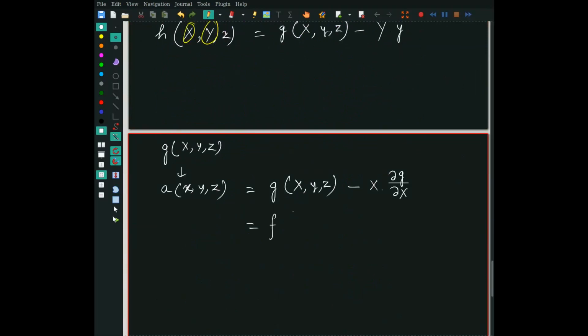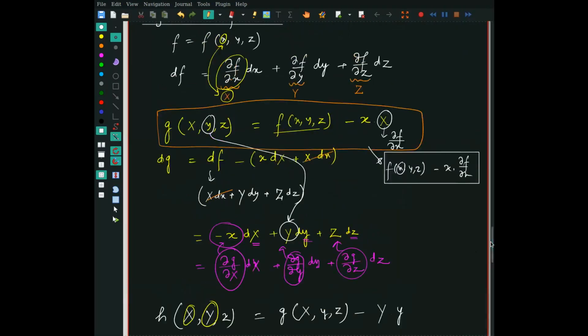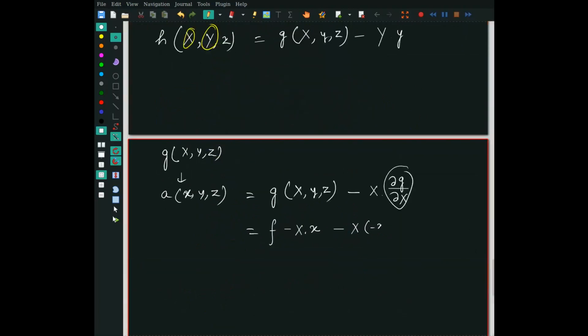So g was f minus capital X times small x. And this is minus x, and del g del capital X, if you remember, is minus of small x here. So x times minus of small x. So these two cancel out, and you are basically obtaining the old function as you expect. So two consecutive Legendre transformations on the same set of variables would do nothing essentially. It will give you back the original function as you would expect.